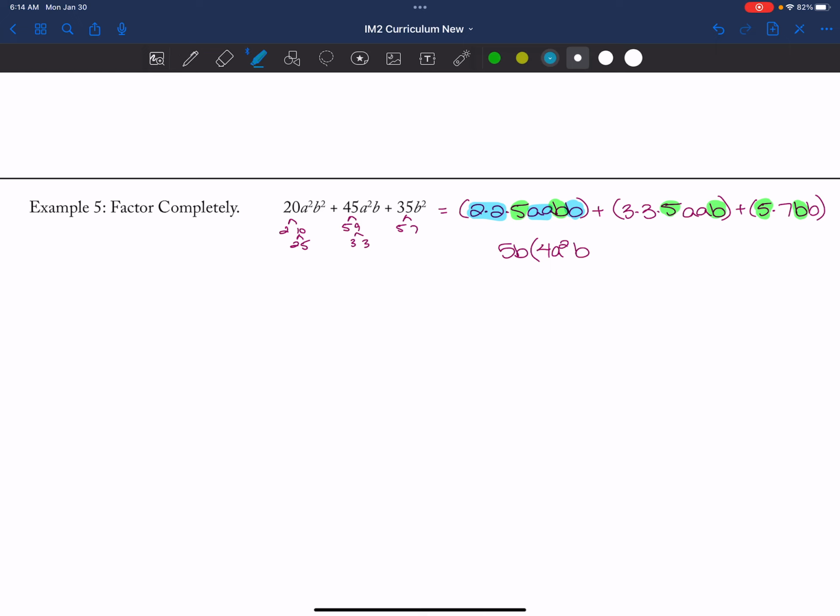And then I'm left with a plus sign, 9, because that's 3 times 3, a times a is a squared. So plus 9a squared. And then plus sign here, and a 7 and a b. All right, there's greatest common factor. And that is it for this lesson.